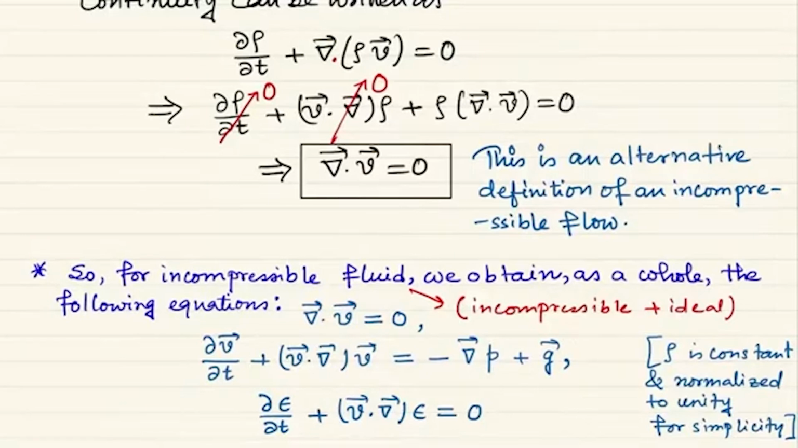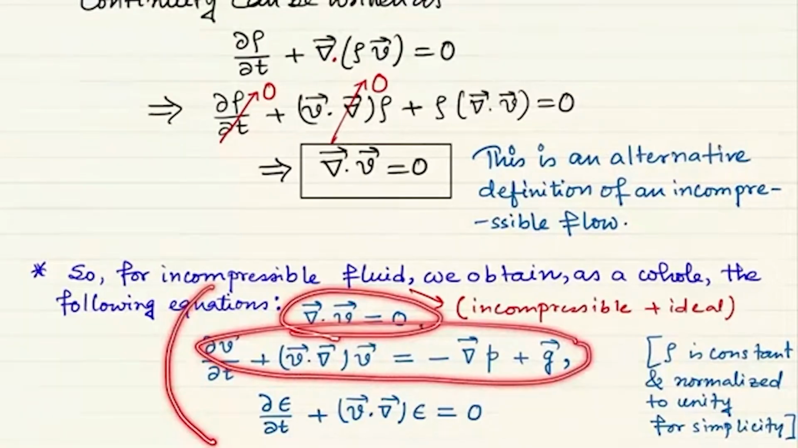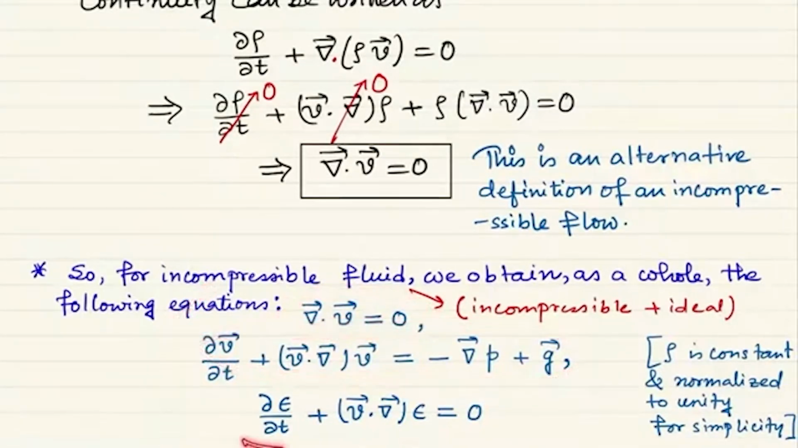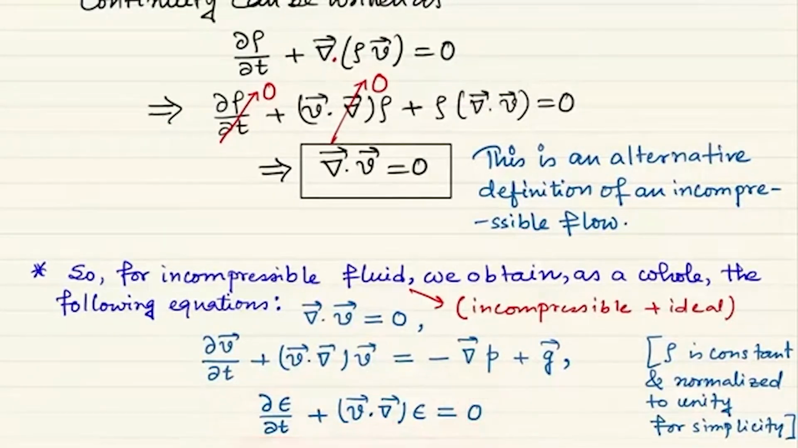Finally, if we rewrite all the moment equations, then they should look like this: divergence of v is equal to 0, that is the continuity equation. The momentum equation is ∂v/∂t plus v dot nabla v is equal to minus gradient of P plus g, and finally ∂ε/∂t plus v dot gradient of ε is equal to 0. Why is the right hand side 0? Because if you remember, the right hand side was P times divergence of v, and divergence of v is 0, which means this is 0.